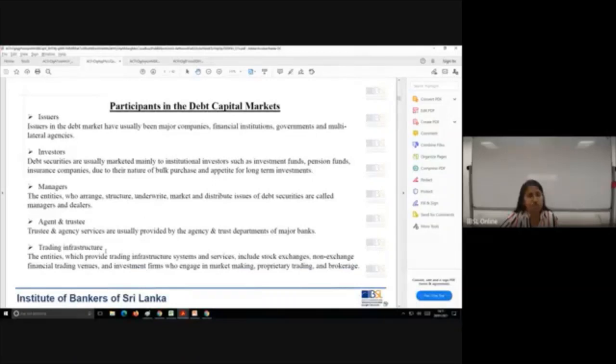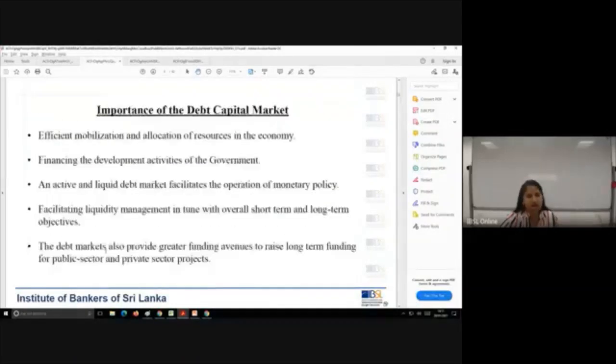Those are the ways in which you have to think. Okay, can't you just have debt capital, equity capital market? Do you need to have debt capital market? Let's see why. One of the major importance is it's going to help you to mobilize your money, mobilize the savings and allocate towards productive resources. That's one of the generalistic importance of the debt capital market.